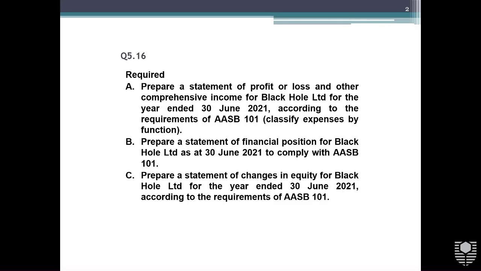That's an arbitrary allocation because you can't guarantee that they actually spend 50% of their time doing that. When it comes to some other overhead type expenditures, when you're looking at rental of premises and stuff like that, how much do you charge to the administration, how much to the selling, how much to marketing and distribution, etc.